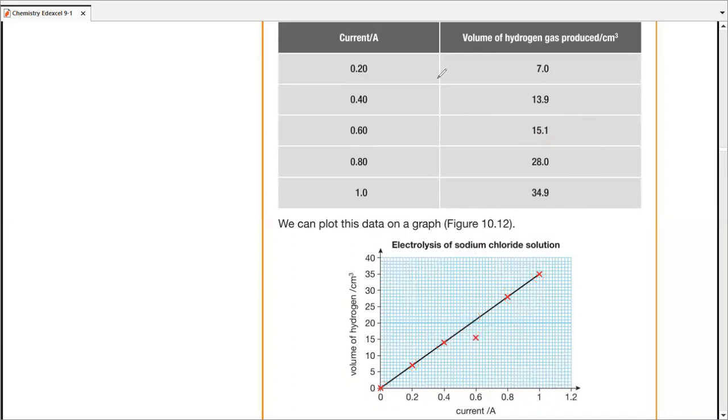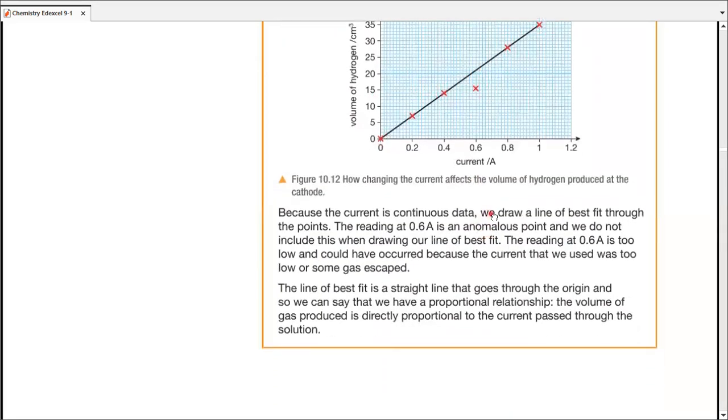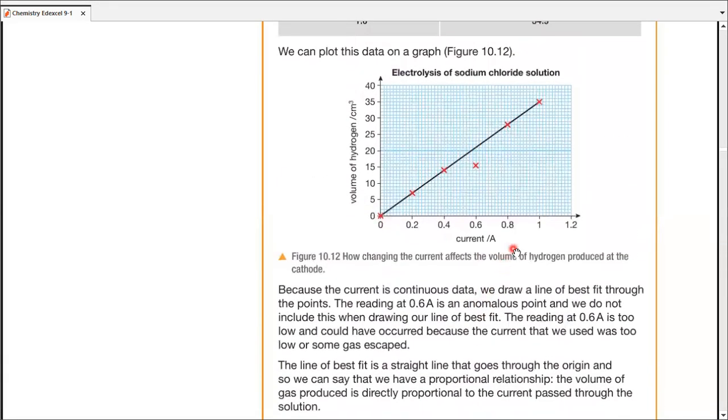Okay, apart from these calculations that I just made, now a few things to note. Let's go with the lines in the book. Because the current is continuous data, we draw a line of best fit through the points. The reading at 0.6 ampere is an anomalous point. Of course, that's an odd point. Anomalous means odd, probably not correct, probably not fitting the line. We do not include this when drawing our line of best fit.